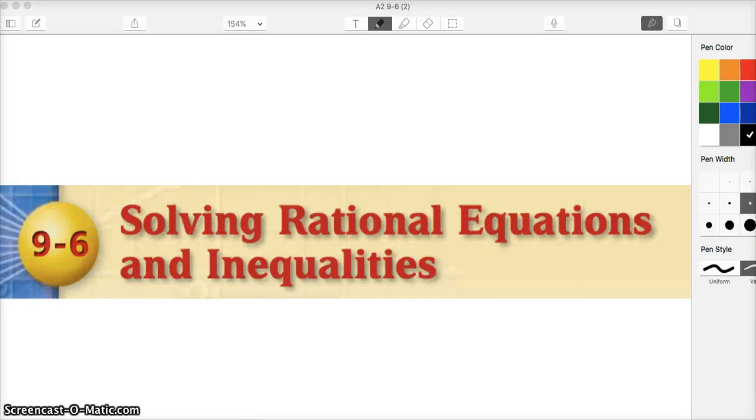Hey, Algebra 2 friends. We are here in Chapter 9. We're at the end of the chapter. It's Section 9.6. We're going to be talking about solving rational equations and inequalities.